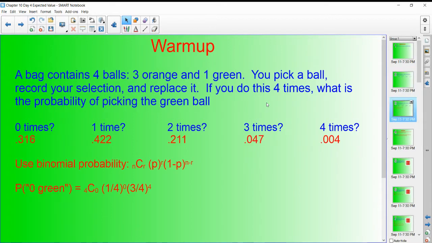Okay, we're going to look, and we have some probabilities. Now, it's most likely that I pick exactly 1 green ball out of my 4 picks. 0 and 2 are pretty high probabilities, 21% chance or 32-ish% chance. Really unlikely that I pick the green ball every single pick. And this was our binomial probability. I showed the example for picking 0 greens.